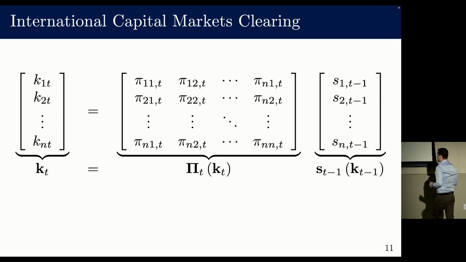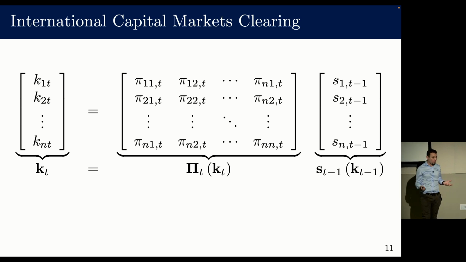Okay, so now let me show you the following equation. This equation basically shows the clearing of the market for international capital. It tells you that the capital stock of the destination country, the vector of capital stock K_t, has to be equal to the matrix of the portfolio shares, pi, at any given point in time, times the previous period vector of origin country wealth invested, that is S_{t-1}.